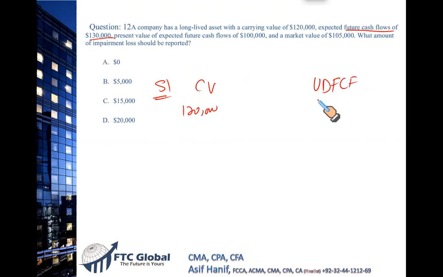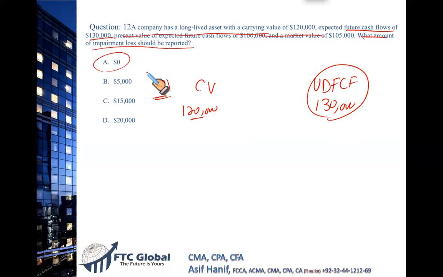That is 130. See, Zahid, do nothing. Your undiscounted future cash flows are more. Carrying value is less. So do nothing. There is no impairment. So present value, blah, blah, blah. We are not interested in present value. I find this word offensive for impairment under the US GAAP. What amount of impairment should be reported? Nothing. Zero. Absolutely right. So there will be no impairment because the asset has not impaired. Carrying value is less than the undiscounted future cash flow, so you don't have to do anything at all. Then this one.